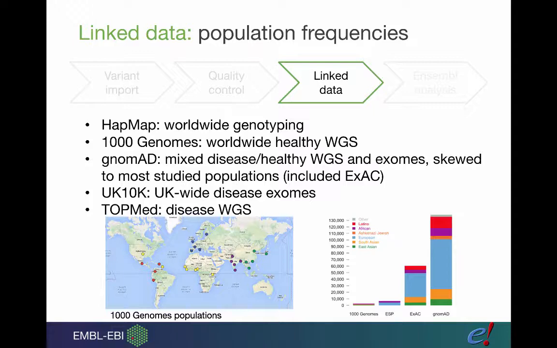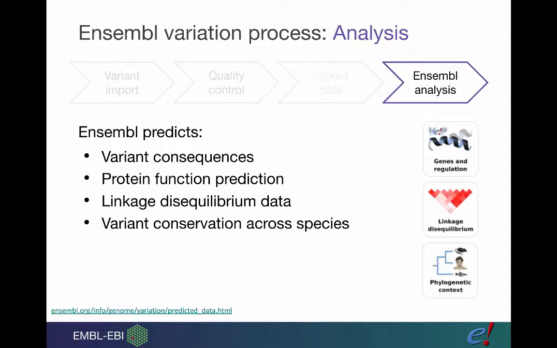It was made by pulling together data from huge numbers of sequencing cohorts, which means it has a mixture of disease and healthy, has a mixture of whole genome and whole exomes, but it is skewed towards the most studied populations. We also have UK10K, which is UK-wide disease exomes, and TOPMed, which is disease whole genome sequencing.